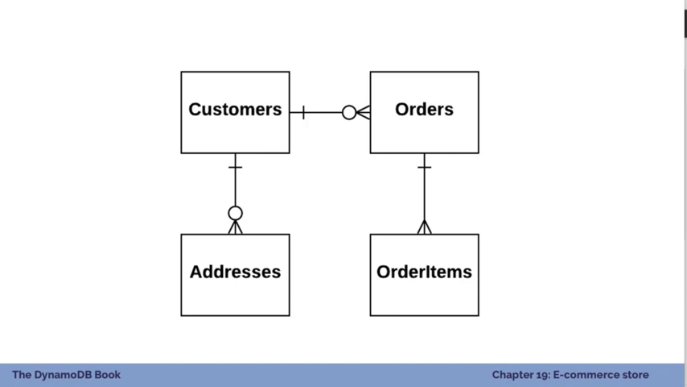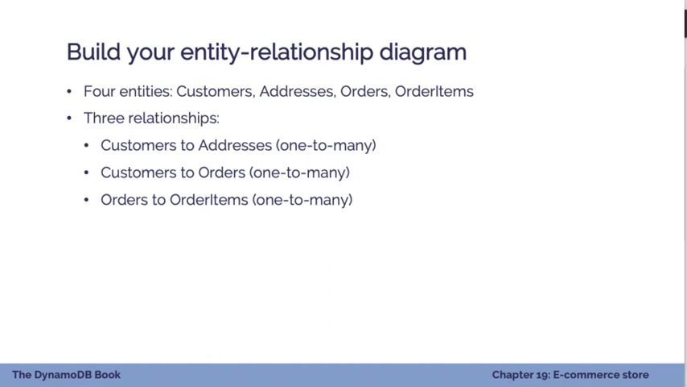Then finally, going down that right-hand side, an order is going to be made up of multiple order items, because I can buy different books, or whatever it is my store sells, in one order. So an order item is going to belong to a specific order, but an order can have multiple order items. So again, let's just look at that. 4 entities: customers, addresses, orders, order items, and 3 relationships: customers to addresses, which is one-to-many, customers to orders, which is one-to-many, and orders to order items, which is one-to-many.